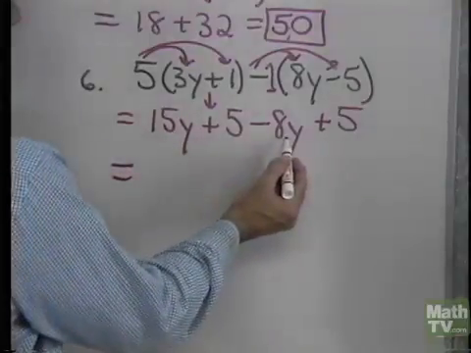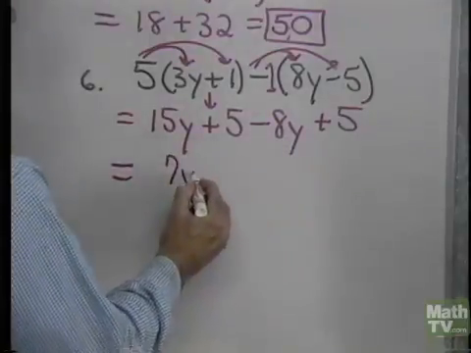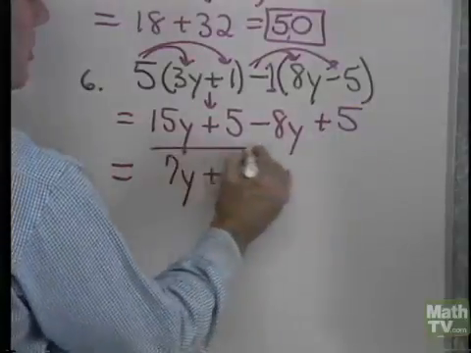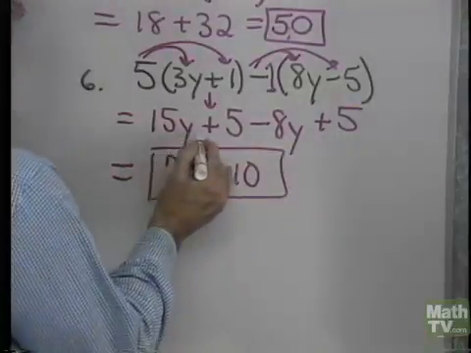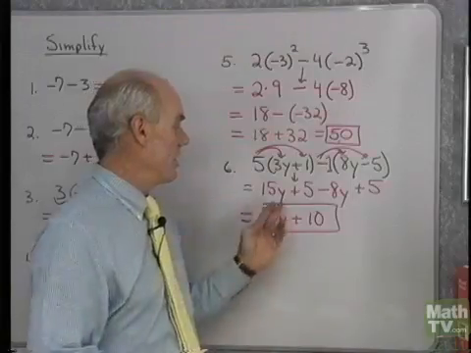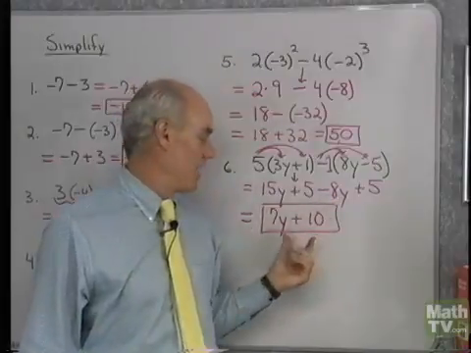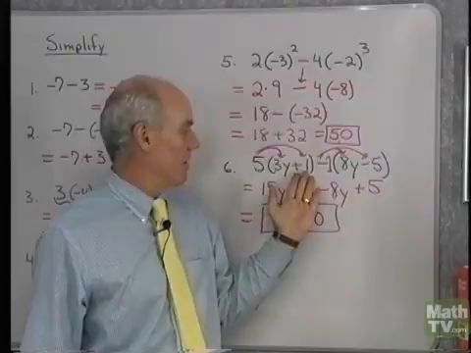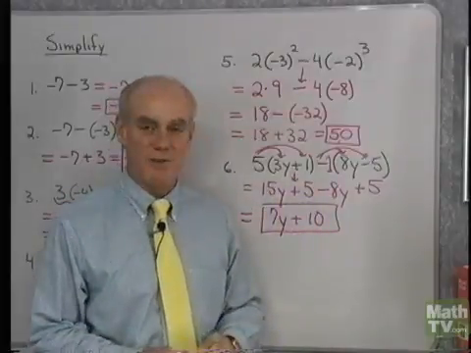Now 15y plus negative 8y, that will be 7y. And then 5 plus 5 is 10. So I add similar terms, being terms with the same variable parts. I'm using the distributive property even if I'm not showing it. 15y plus negative 8y turns out to be 7y, and then 5 plus 5 is 10. So this expression right here simplifies down to simply 7y plus 10.